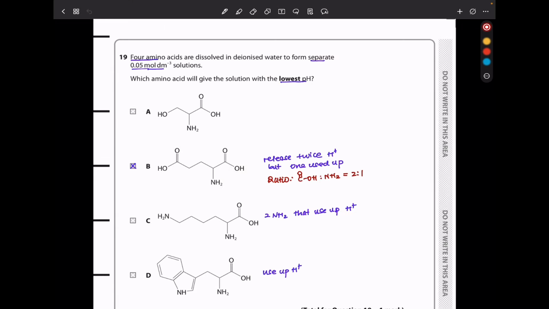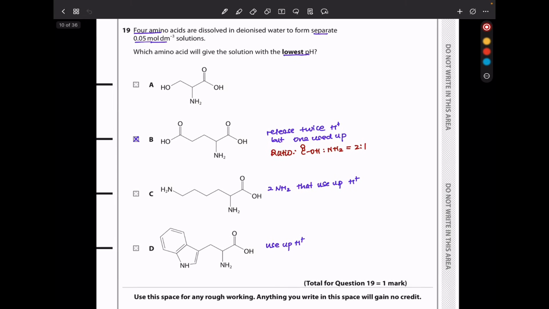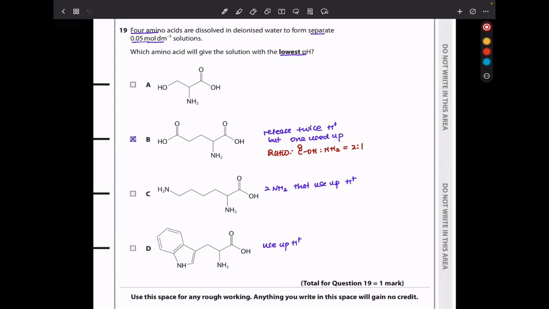In question 19, four amino acids are dissolved in deionized water to form separate 0.05 mole per decimeter cubed solutions, which amino acid will give the solution with the lowest pH? So the solution with the lowest pH is going to be a solution where more hydrogen ions are lost in solution. Since we have two carboxylic groups here, more hydrogen ions are going to be lost in solution, and this is going to cause the lowering of the pH in comparison to the others.